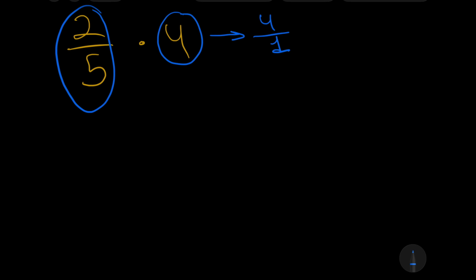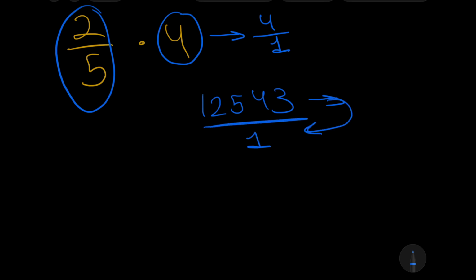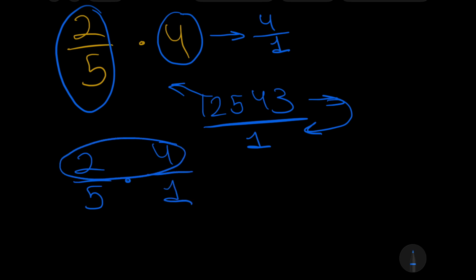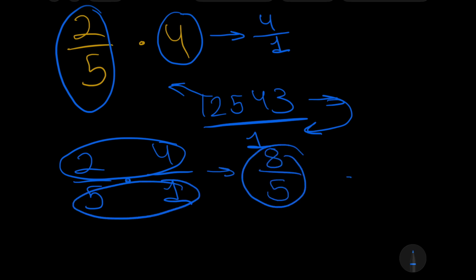Let's say you have this huge number, 1, 2, 4, 5, 4, 3. If you want that as a fraction, you would just quite literally go 1, 2, 4, 5, 4, 3 over 1. That's your fraction. So this equation turns into 2 over 5 times 4 over 1. And we already know how to solve this. Multiply the numerators, you get 8. Multiply the denominators, you get 5. Boom, there's your answer. So 2 over 5 times 4 is 8 over 5.